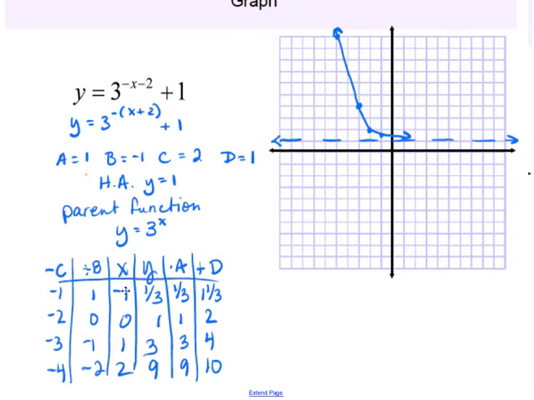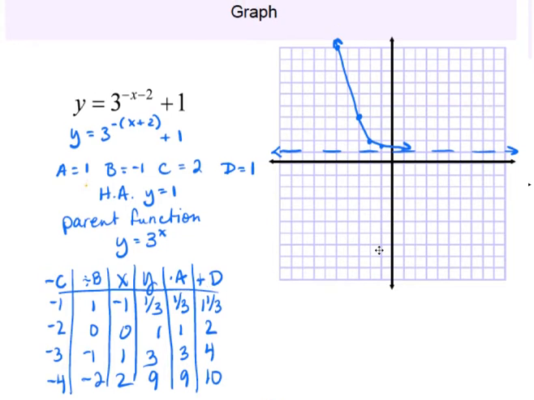And then I filled out my XY chart for my parent function. I divided by B. I subtracted C. And then to my y's, I multiplied by A, and I added D. So what really has happened here is I have reflected my graph over my y-axis. B is -1. C equals 2 has caused my graph to shift to the left, and D equals 1 has caused my graph to shift up.